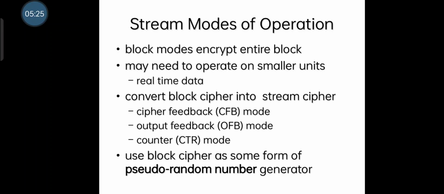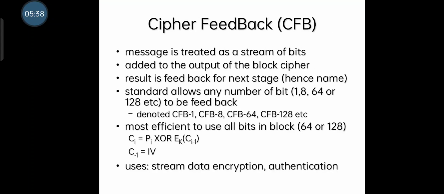Next are the stream modes of operation. We have CFB, cipher feedback mode, output feedback mode, and counter mode. In cipher feedback mode, the message is treated as a stream of bits and added to the output of the block cipher. The result is fed back for the next stage. It will work for a number of bits like 1 bit, 8 bit, 64 bit, 128 bits as the feedback. Most efficient use is with blocks of 64 and 128.